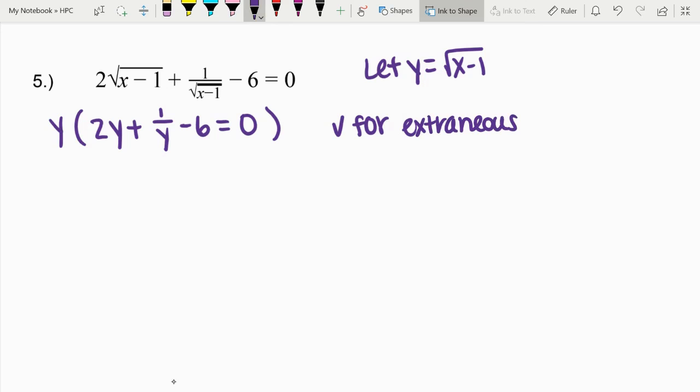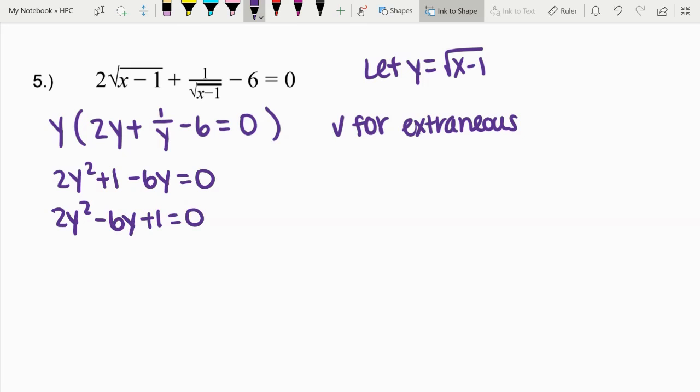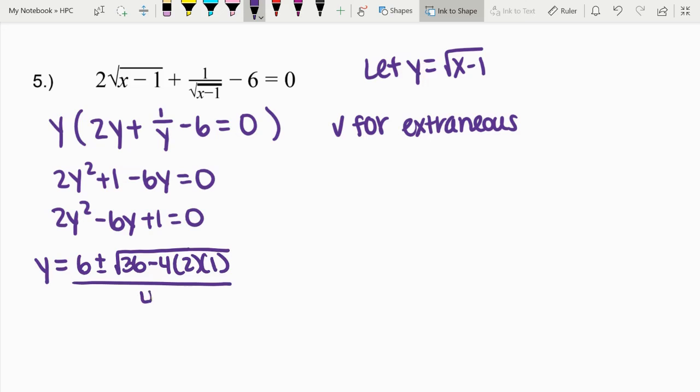Okay, so now I have 2y squared plus 1 minus 6y is equal to 0. Let's just rewrite that. 2y squared minus 6y plus 1 is equal to 0. That is not factorable, so we do need to use the quadratic formula. So I've got y is equal to 6 plus or minus the square root of 36 minus 4 times 2 times 1, all over 2 times 2, which is 4.